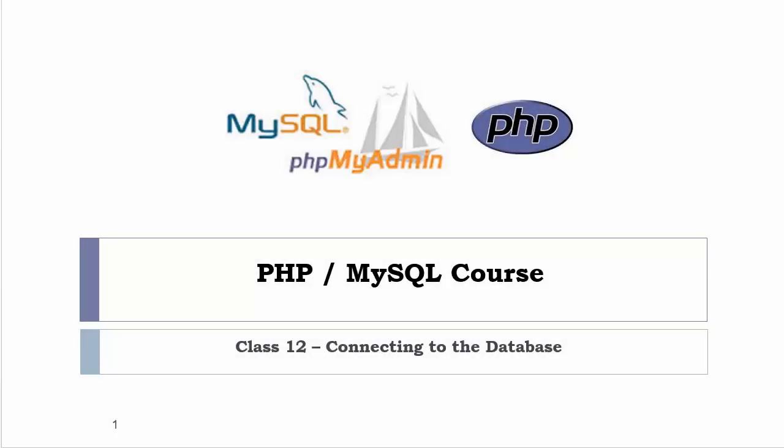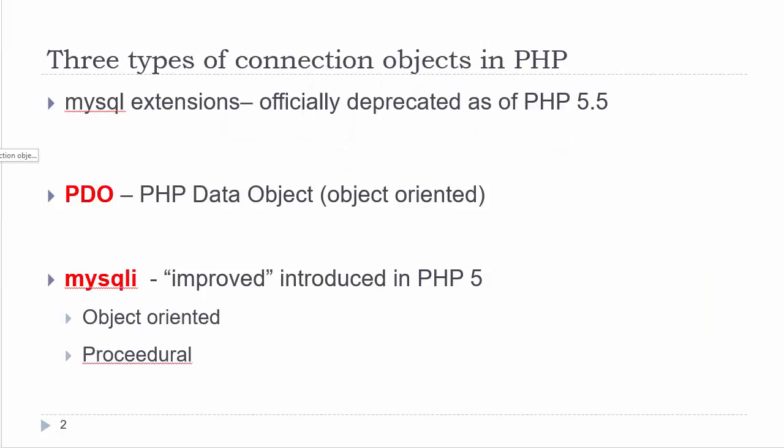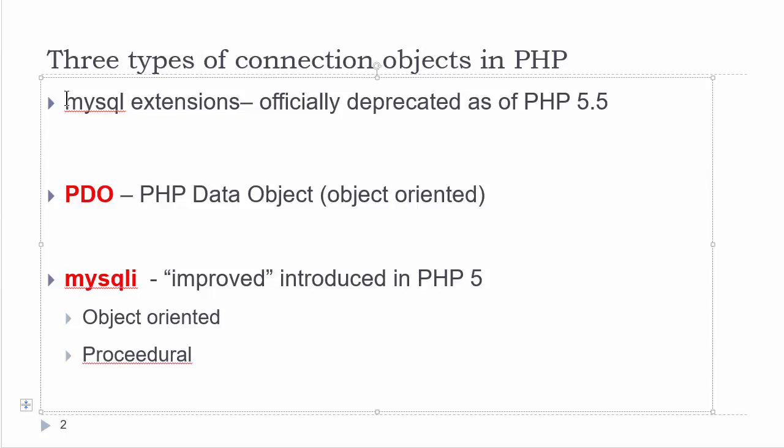Welcome to our class. In this class, we will look at how to connect to the database. There are three ways that we can create a connection to the database using PHP. Traditionally, the MySQL extensions was one way. That has been deprecated as of PHP 5.5, so that will not be covered. It is just for your information. There are two main ways that are commonly used.